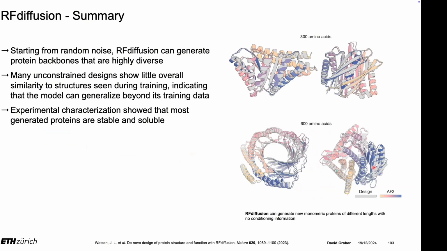Starting from random noise, it can generate protein backbones that are highly diverse. You can see some examples here on the right side. And many of the unconstrained designs that this model generates show very little similarity to existing proteins, kind of indicating that this model can generalize beyond its training data. And also experimental characterization of generated proteins show that most of these are expressible, they are stable and soluble.